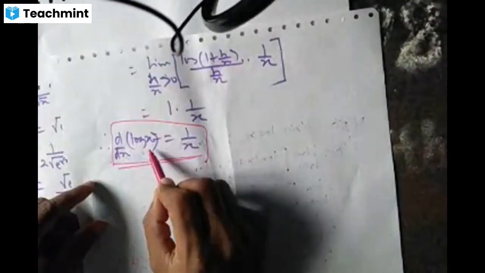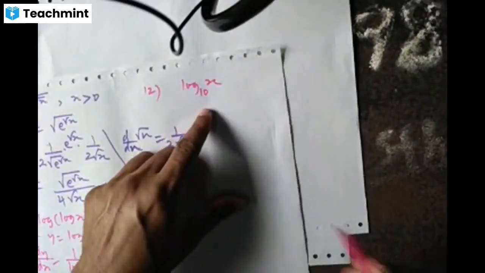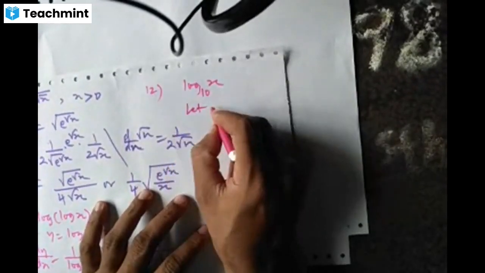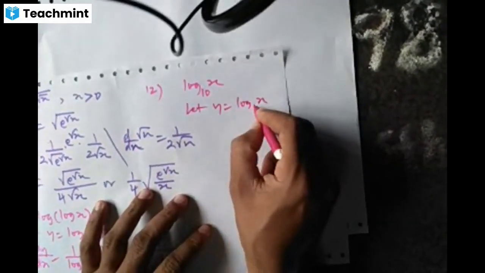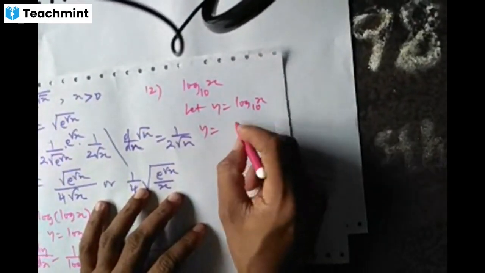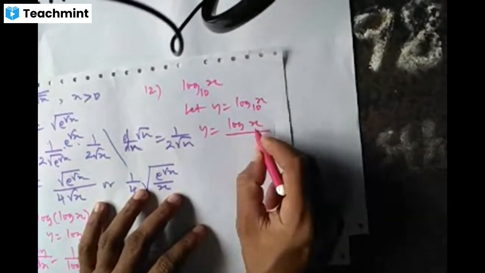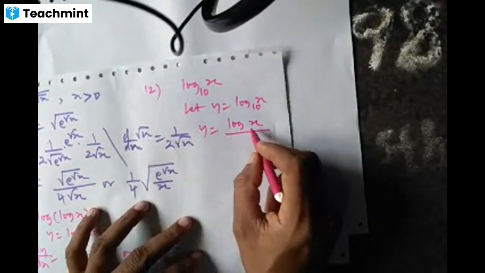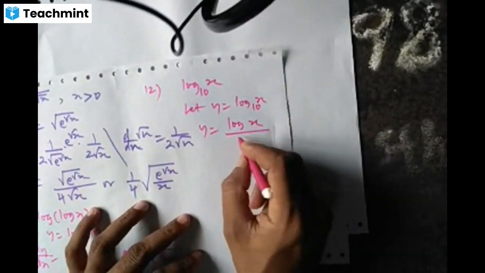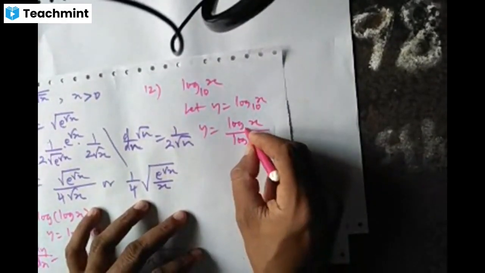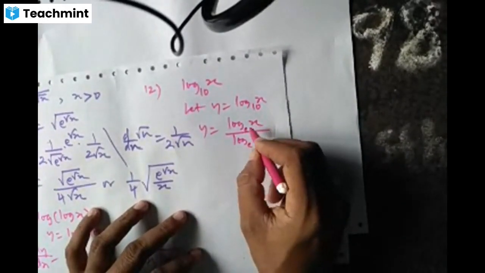You can use this only when the base is e, correct? So we shall change the base of the function from 10 to e using change of base formula. Let y be the given function. Using change of base formula, I can write log x to the base 10 as log x to the base e divided by log 10 to the base e. If nothing is written, it must be understood that the base is e. If you want, I'll write e here, which is not required.